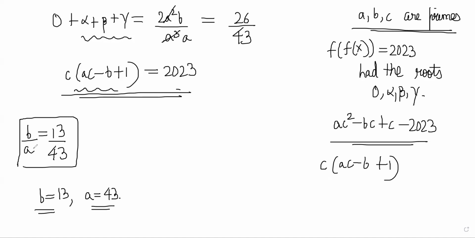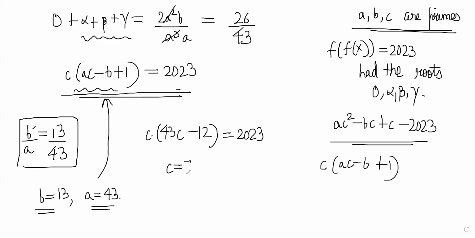So when you take the ratio of two primes, you can directly say that the numerator is equal to 13 and A is equal to 43. And obviously, once you get this, you can easily put this value in this and get C times (43C minus 12) is equal to 2023. And basically from here, we can get the root C is equal to 7.